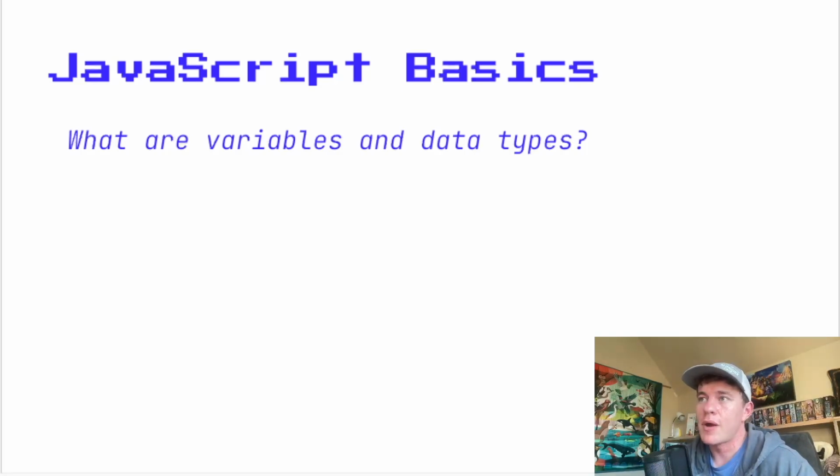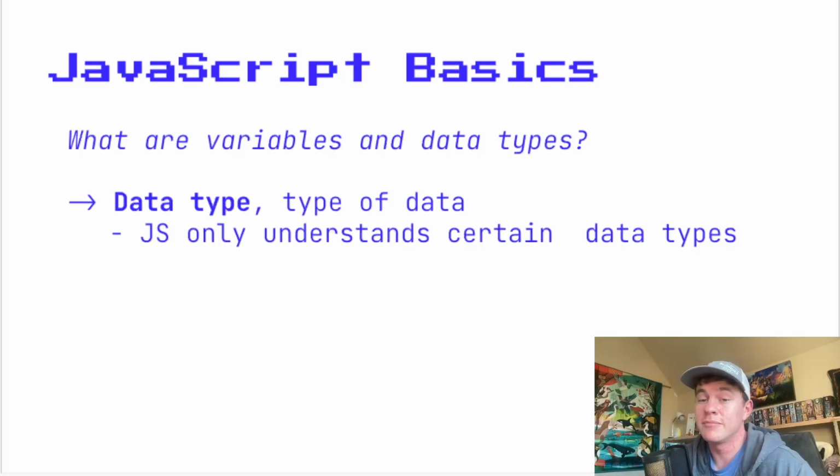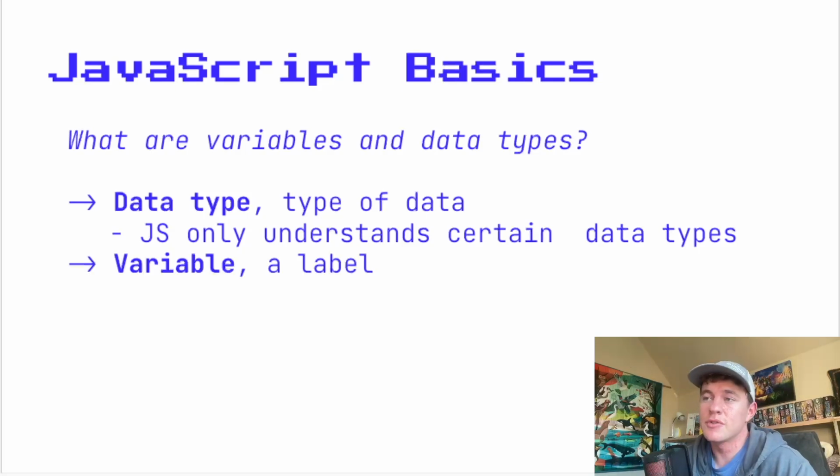And to do that, we'll start off by asking the question, what are variables and data types? Now, if you haven't heard of them before, a data type is a type of data. Probably not that big of a stretch of the imagination. And it's important to know that JavaScript only understands certain types of data. Now, we humans, if someone gives me a number, I recognize it as a number, and coincidentally, JavaScript does as well. And that is a great example of a type of data. A number is a number. On the other hand, we have variables, where variables can be thought of as labels.